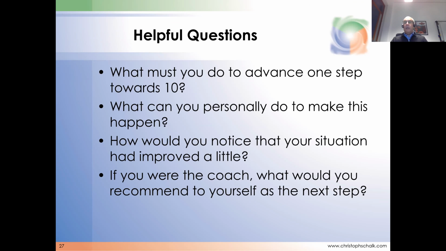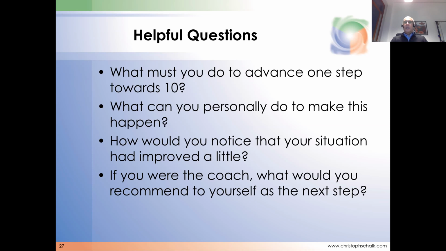What must you do to advance one step toward the 10? Or what can you personally do to make this happen? How would you notice that your situation had improved a little? It's important that they can describe what would be different. Otherwise, they set very abstract goals, but they cannot concretely give you an example or concretely describe what would be different.